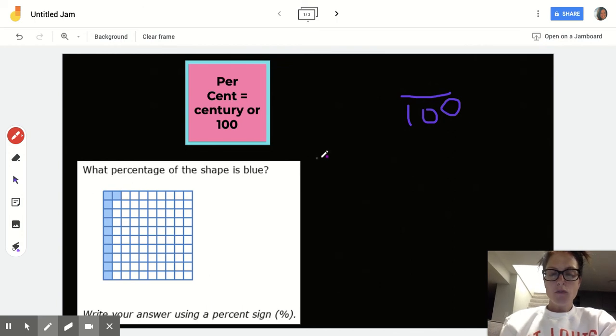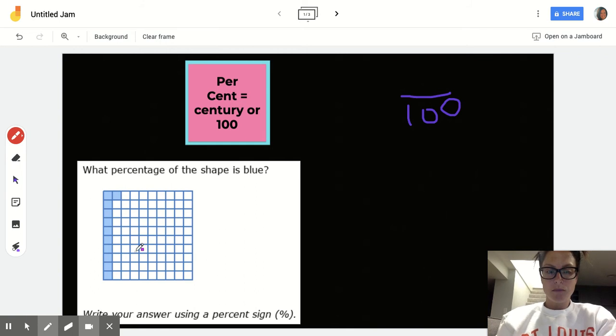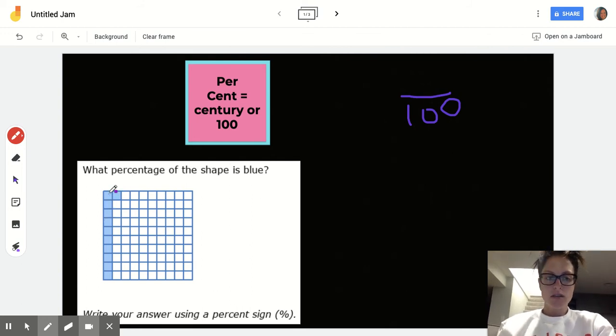So if we, for example, are using this example problem, it says, what percentage of this shape is blue? So if we take a look at this grid, we need to first make sure we have 100 squares. Okay, so just to double check that, I have 1, 2, 3, 4, 5, 6, 7, 8, 9, 10. So I have groups of 10 here. So I have 10, 20, 30, 40, 50, 60, 70, 80, 90, 100. Okay, so I know I have 100 squares here.